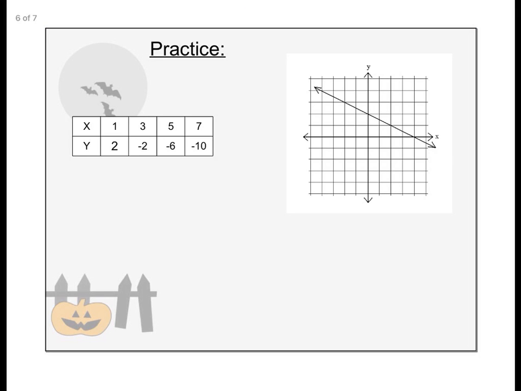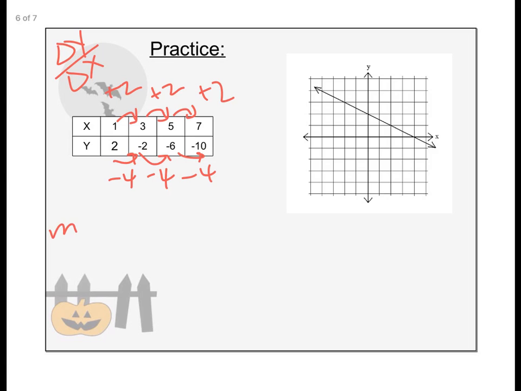A couple more examples. For the table, let's remember we have to do change in y over change in x. Let's look at our change in y's. 2 to negative 2 is subtracting 4. And the fact that it's subtracting is important. 1 to 3 is plus 2. Negative 2 to negative 6 is minus 4. 3 to 5 plus 2. Keep checking this for consistency. So it looks like my slope is negative 4 over 2. So I can simplify that to negative 2.